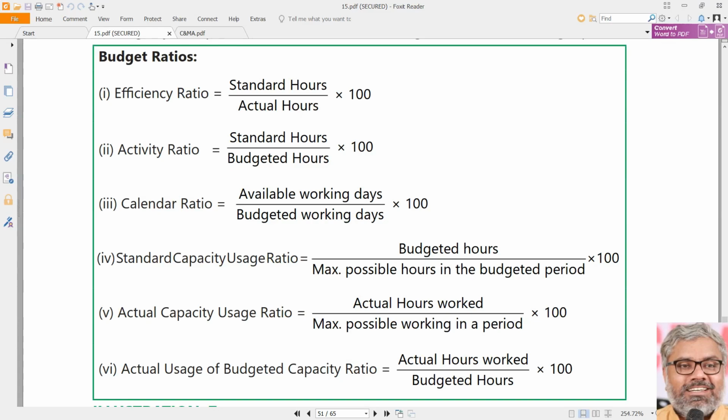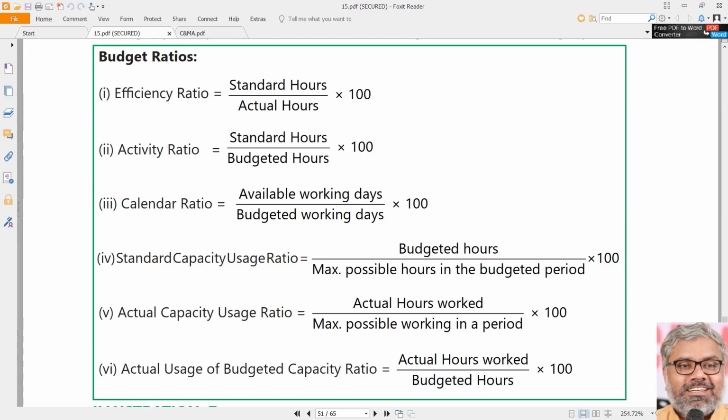First formula is the efficiency ratio, which is standard hours divided by actual hours. And once again, standard hours don't get deviated. As we know in standard costing, SH means standard hours required for actual output. Even if you remember it like that, that is much better, otherwise standard hours as a name does not indicate anything. It has to be remembered as standard hours required for actual output divided by the actual number of hours which are really taken. So efficiency ratio is that.